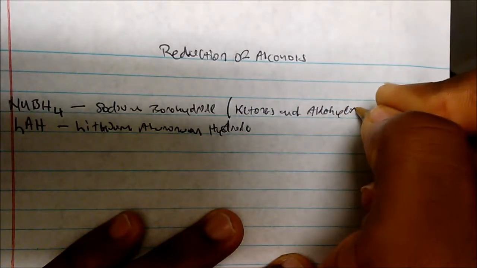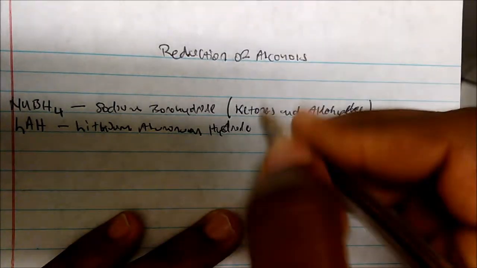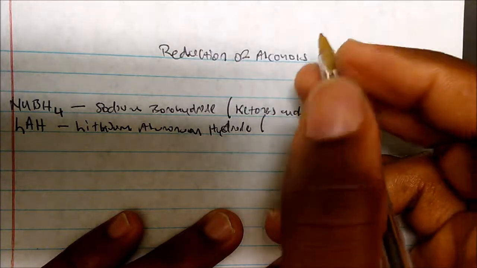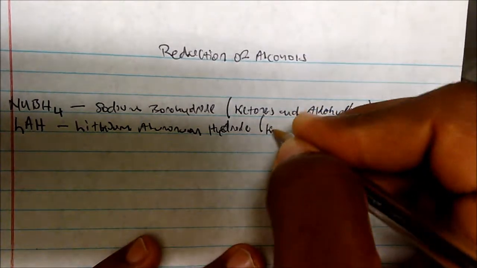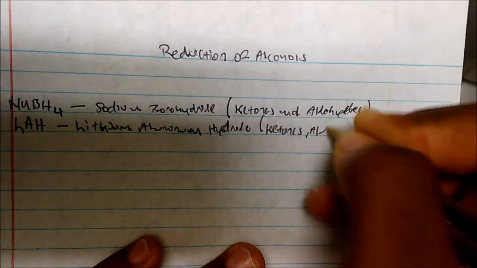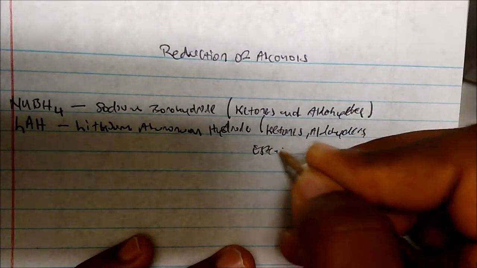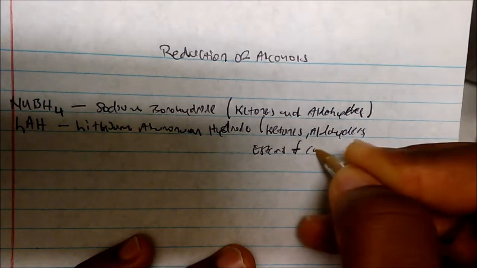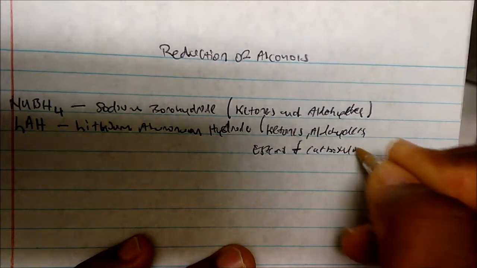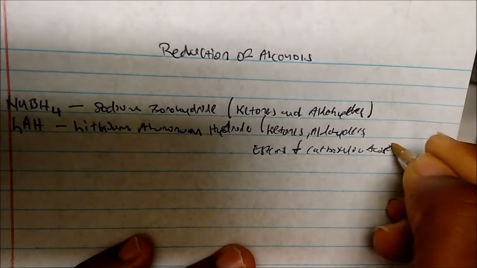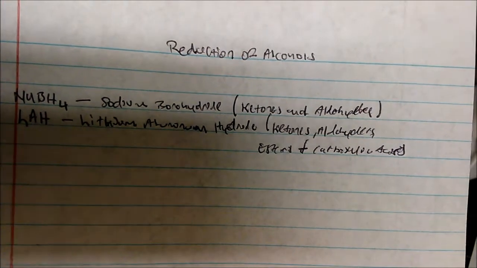Sodium borohydride is a mild reducing agent. So it's only strong enough to reduce ketones and aldehydes. Lithium aluminum hydride, on the other hand, is very strong. So this reduces ketones, aldehydes, esters, and carboxylic acids. And I like to think of lithium aluminum hydride as reducing everything.